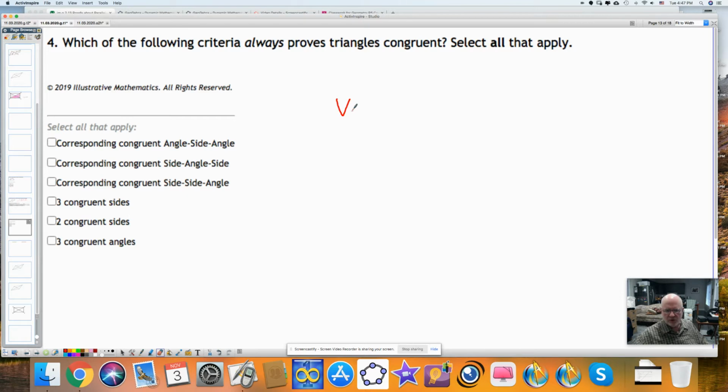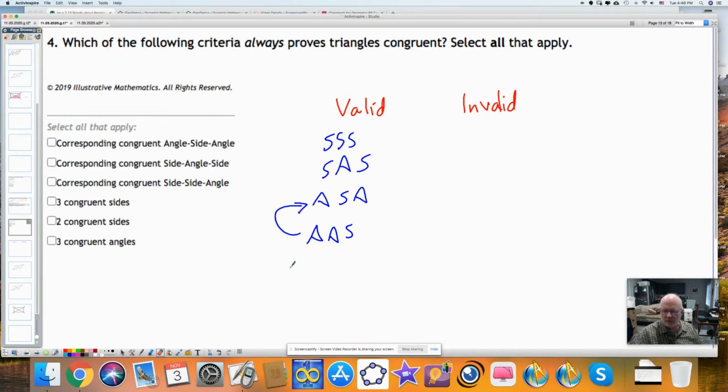And if you don't have this written down, you should write it down. We have valid triangle congruence shortcuts, and we have invalid shortcuts. There are 5 valid shortcuts and 2 invalid shortcuts. We're going to list them: side, side, side; side, angle, side; angle, side, angle. The angle, side, angle was the first one that we proved. We also have angle, angle, side, which, if you know 2 angles of a triangle, you also know the third. So this is really just that one.